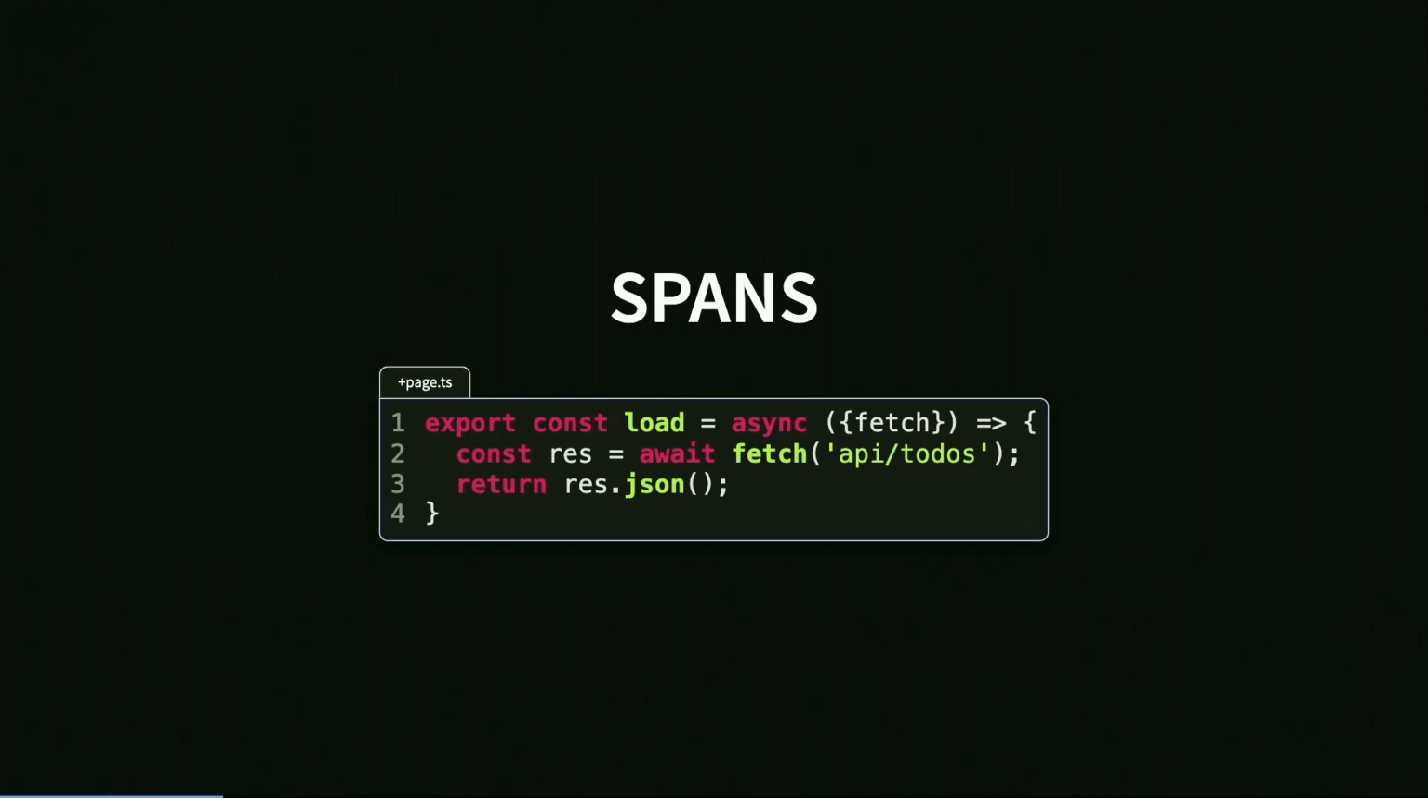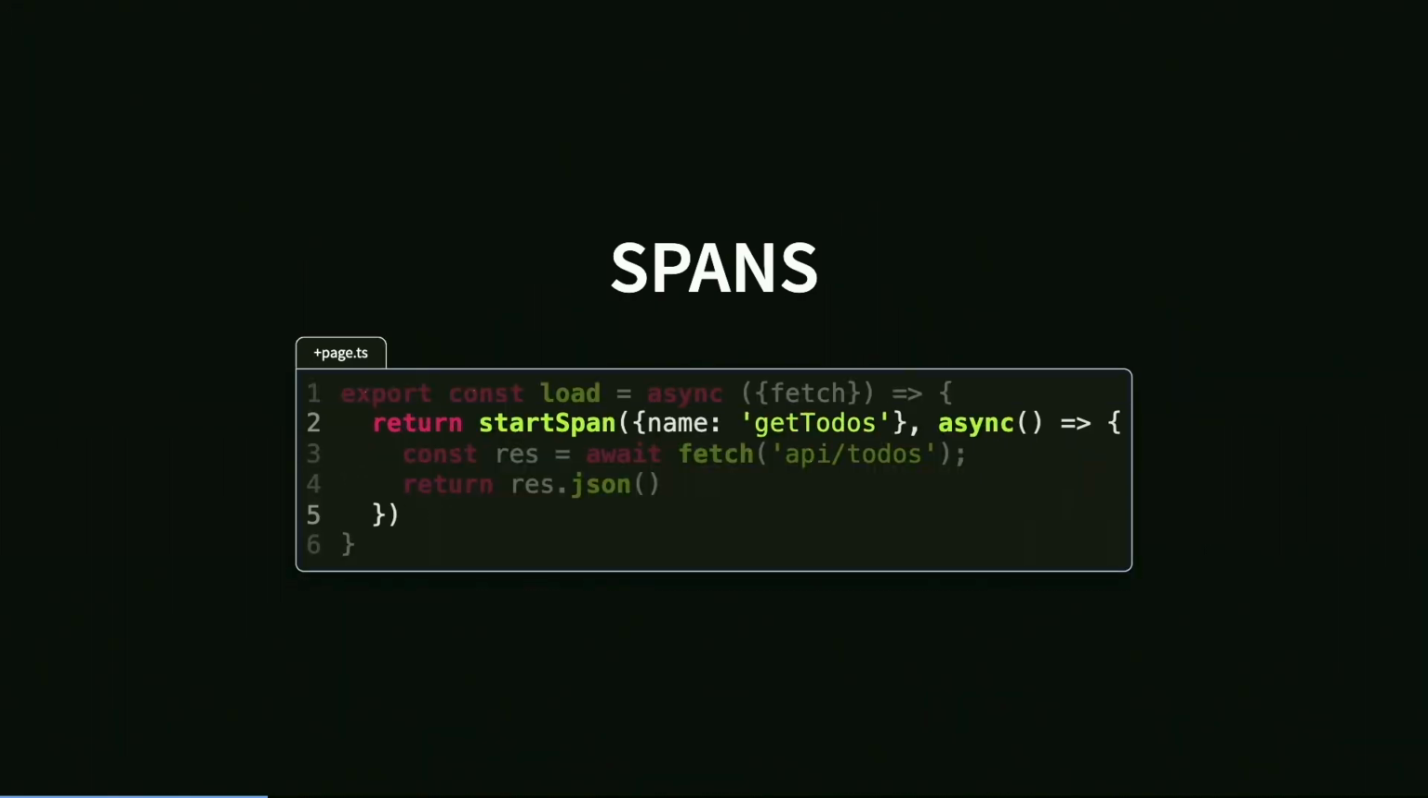But let's say we want to track how long this actually takes. What we can do is wrap a span starting helper around it. These methods are available in a couple of tracing SDKs. And really what they do is measure how long the callback inside takes to execute. And then they will take care of sending off that span, that timing data, to your tracing tool or backend of choice.